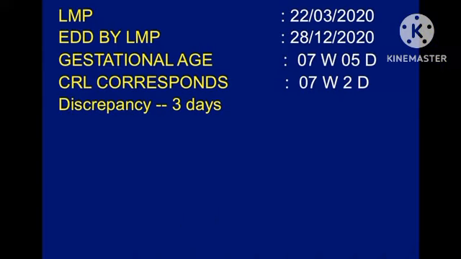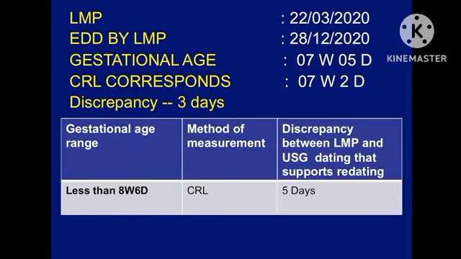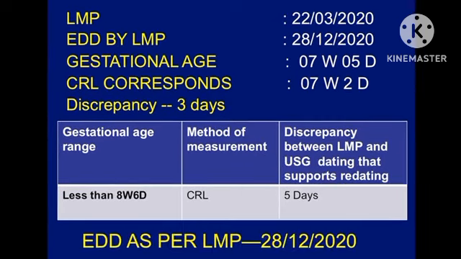Now, as you see here, the discrepancy between the gestational age and CRL is just 3 days. So, our chart tells us that when it is less than 9 weeks, the acceptable difference is 5 days, which is 3 days here. So, what should I do? The EDD is assigned as per LMP.